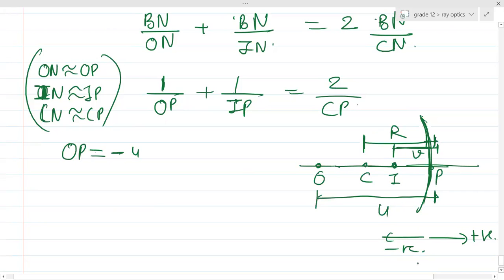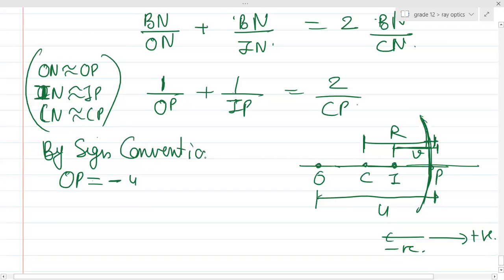Okay, I need to use this with the sign convention, so I'll write it over here. I'll explain the sign conventions as well. By sign conventions, can you see this distance is measured towards the left, right? And we have been following this convention from the 10th itself, right? All the distances measured towards left are negative, all the distances measured towards right are positive.